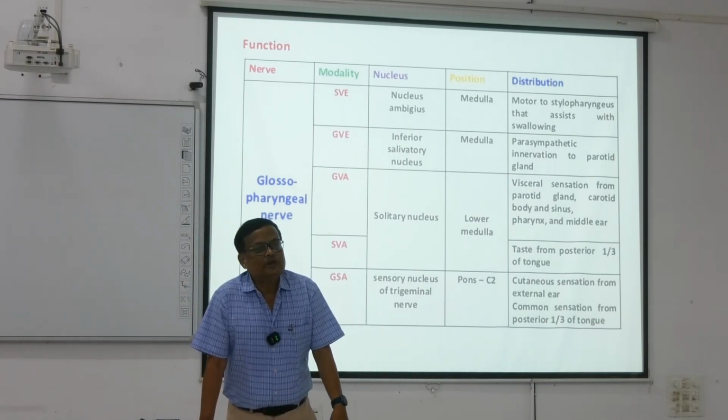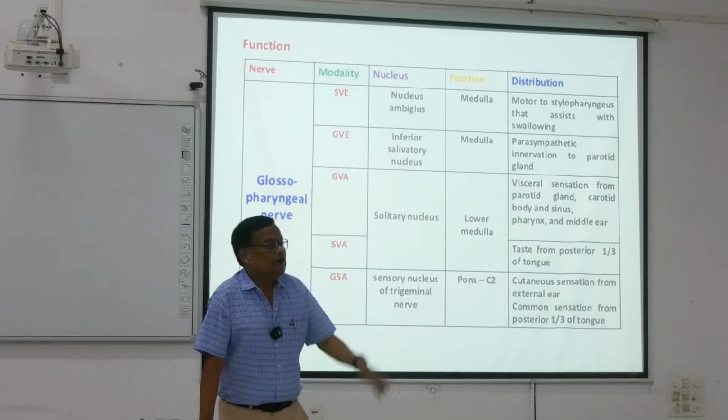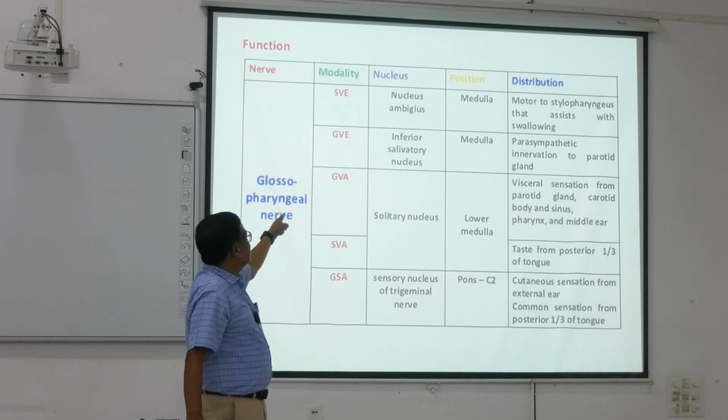All the muscles of the pharynx are supplied by the pharyngeal plexus except stylopharyngeus. This stylopharyngeus is supplied by the glossopharyngeal nerve.